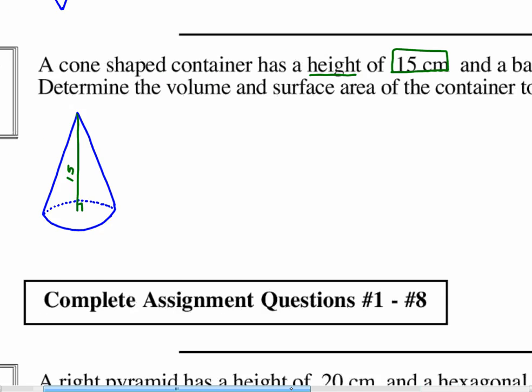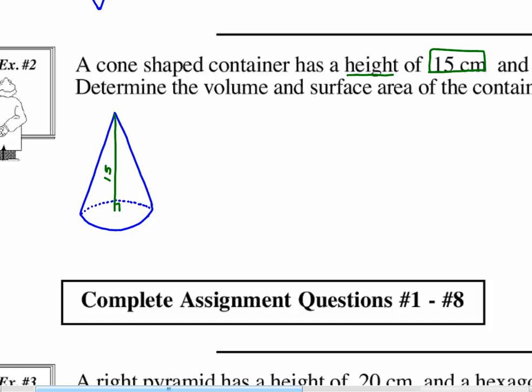Do we ever want diameter? No. What do we actually want? Always the radius. So if the diameter is 16, what's the radius? 8. Half of that. Okay. Determine the volume and surface area.